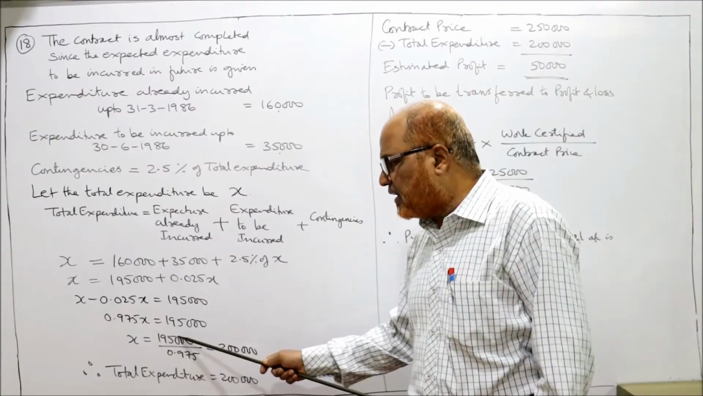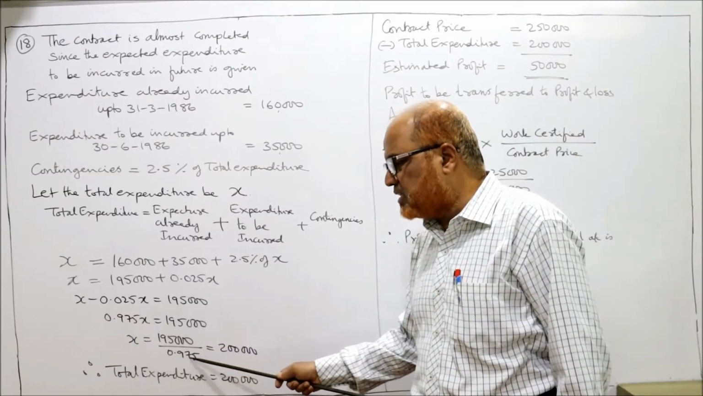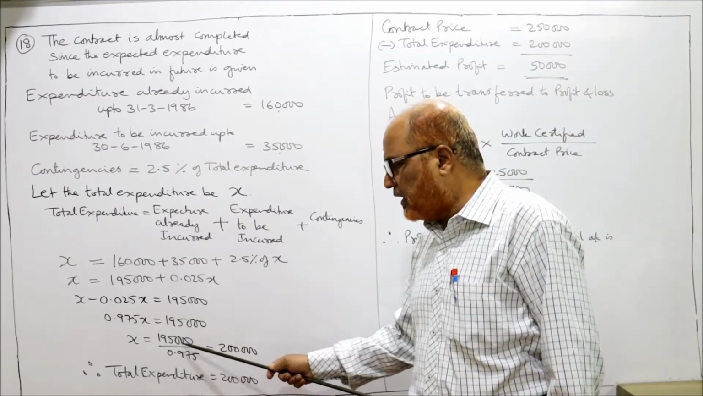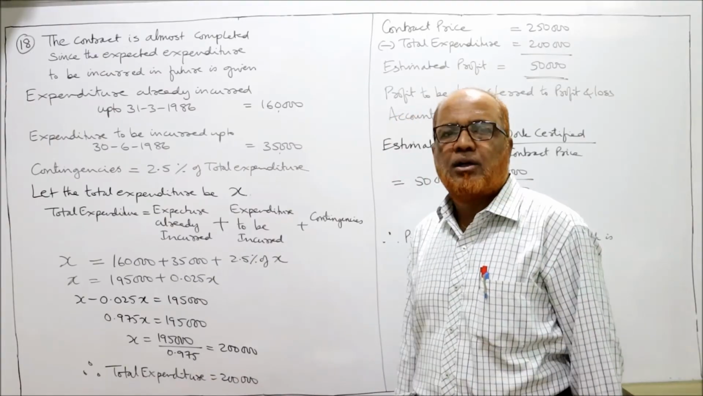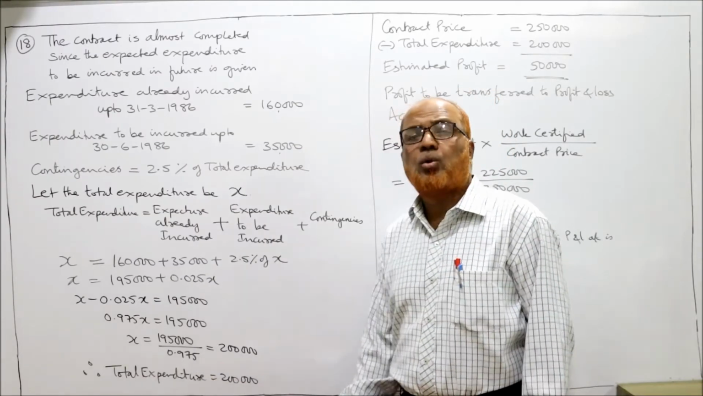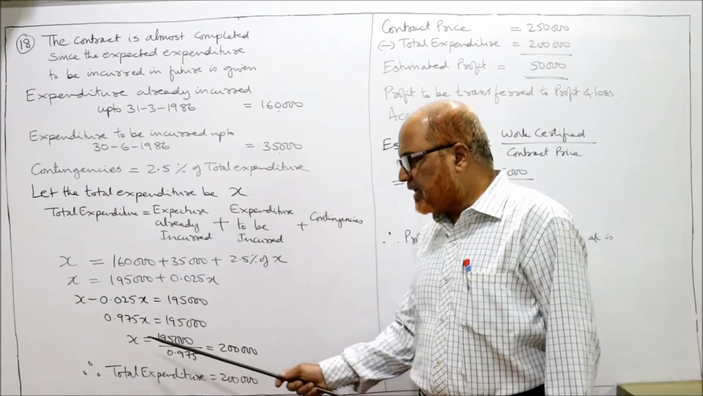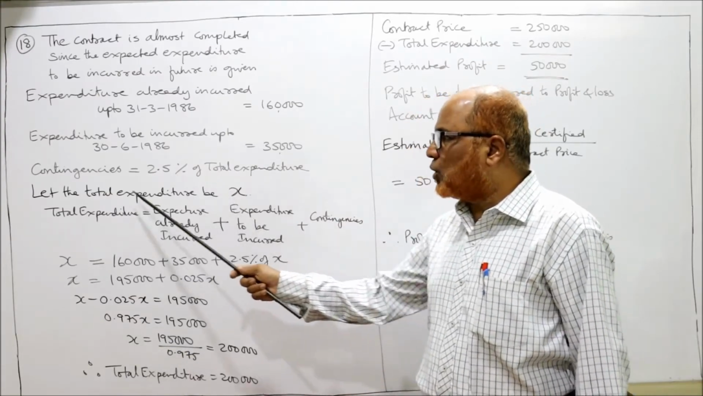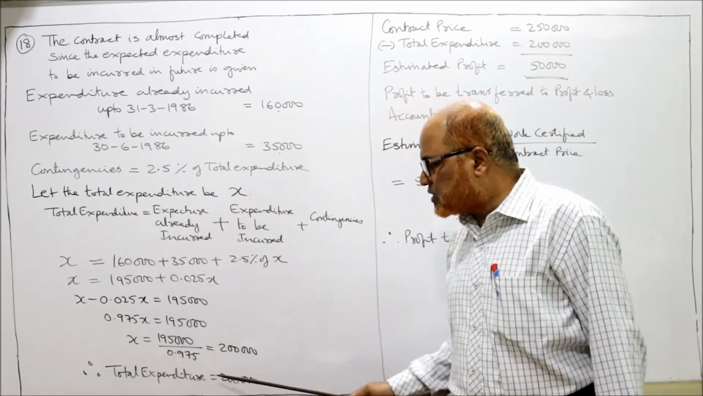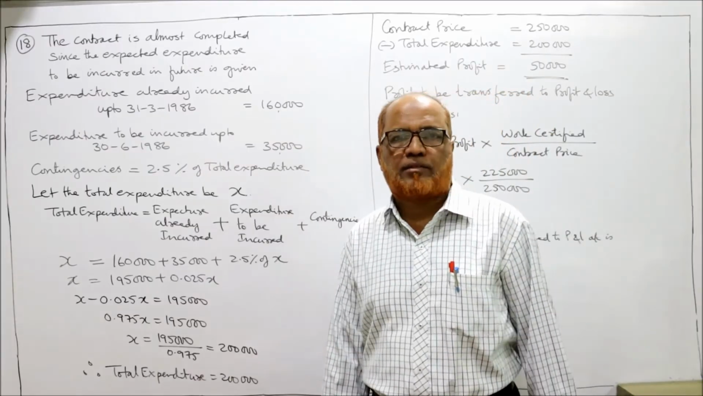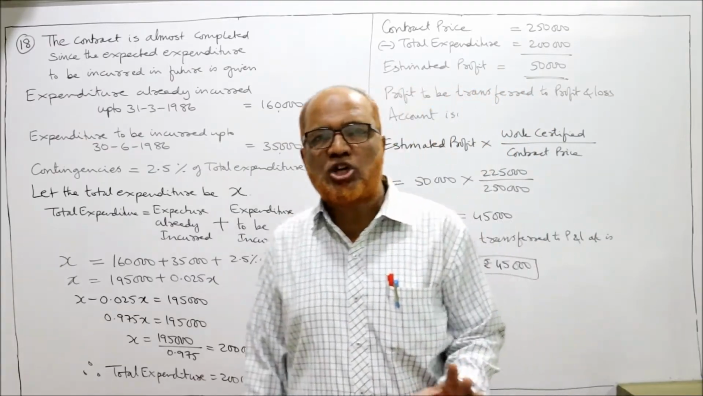Then x is equal to 1,95,000 divided by 0.975. Divide by 0.975, it will become 2 lakh. So what is this 2 lakh? Total expenditure. This is X, and X is nothing but total expenditure. So we got total expenditure 2 lakh rupees.